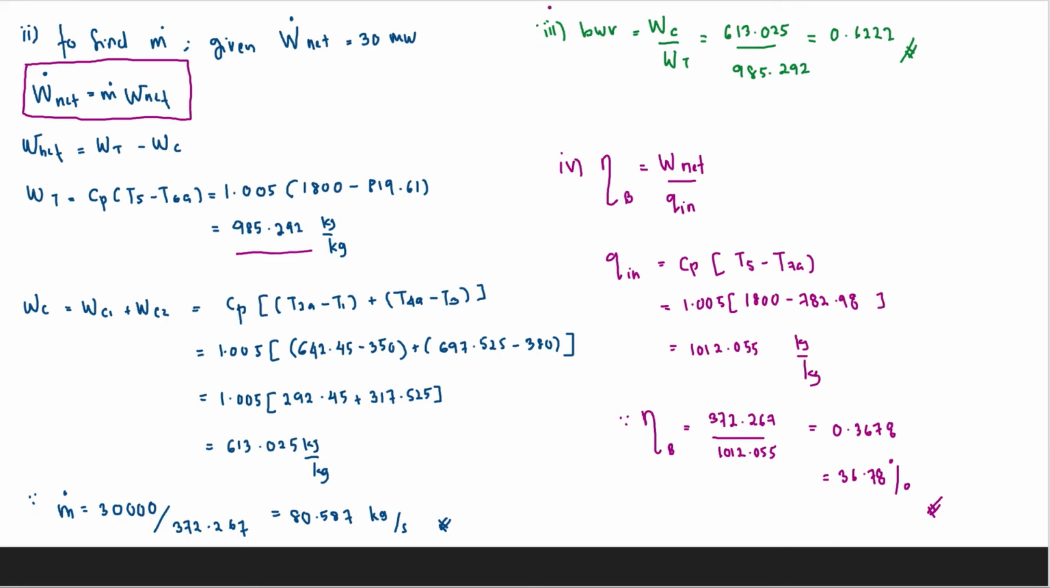Next question is to find the back work ratio. The back work ratio is the ratio between work of compressor divided by work of turbine. So I get 0.6222, which means 62.22% of the work of the turbine is used to drive the compressor.